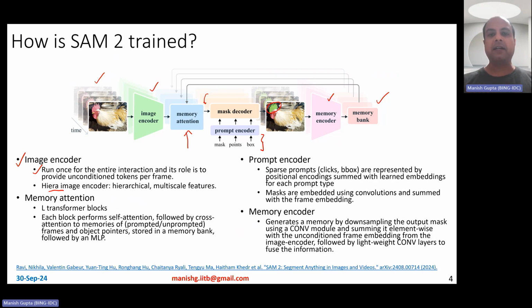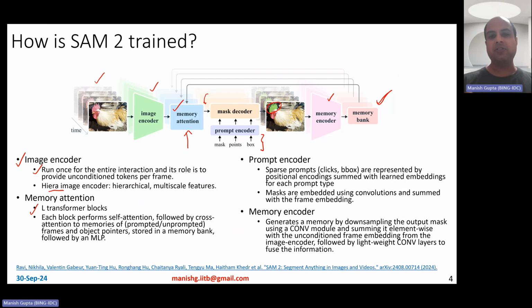Okay. Now, the next component is the memory attention component. This component is a transformer-based component. It has L transformer blocks, and each block does self-attention. After that, it does cross-attention. The cross-attention is done using these memories from the memory bank. And these memories could be for prompted versus unprompted frames. Prompted frames are those where the user supplies the input, right? Unprompted frames are those where the SAM2 model just computed the location of the object or the boundary of the object without the user providing any input.